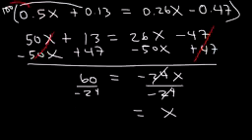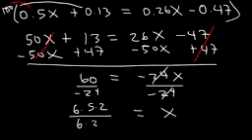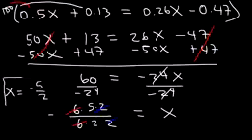60, we know it's 6 times 10. And 10, I'm going to write that as 5 times 2. 24 is 6 times 4. But the 4 I'm going to write as 2 times 2. So we could cancel a 6 and we could cancel a 2. So 60 over 24 reduces to 5 over 2. So x is equal to negative 5 divided by 2.